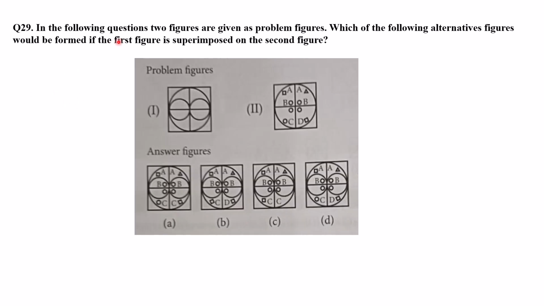Now question 29. In the following figure, two figures are given as problem figures. Which of the following alternative figures would be formed if the first figure is superimposed on the second figure? Okay, so if you put the first figure on the second figure, which final figure will you get? So first you see A, B, B, C, D.